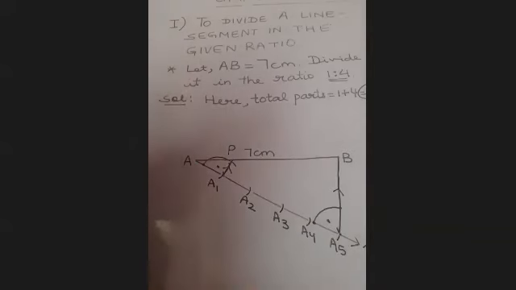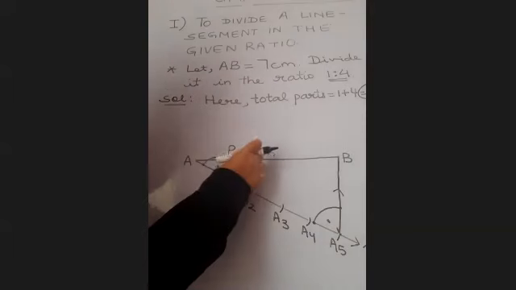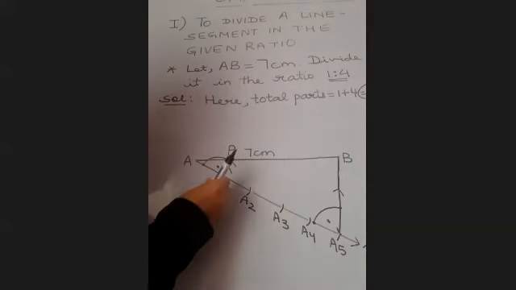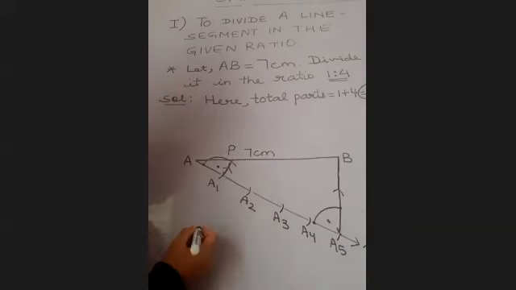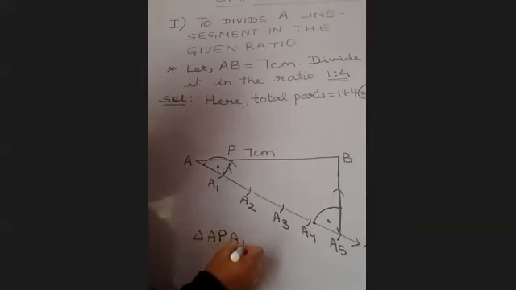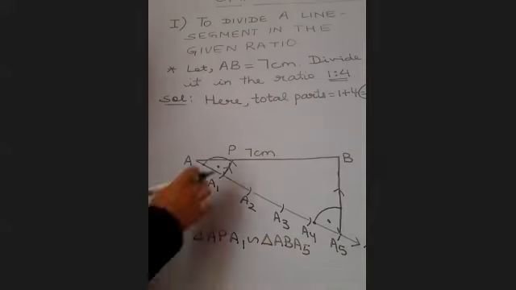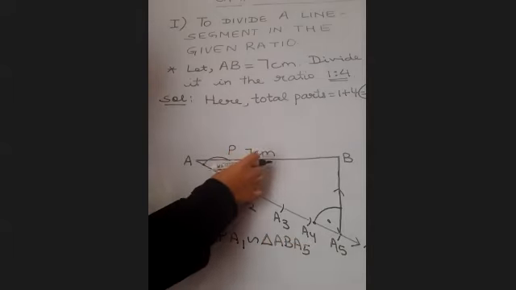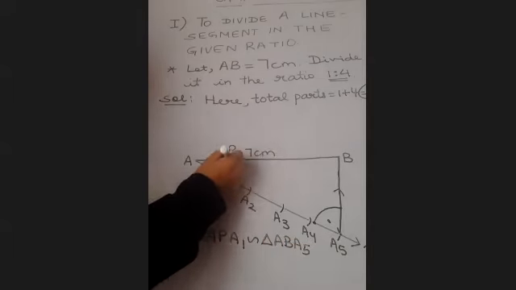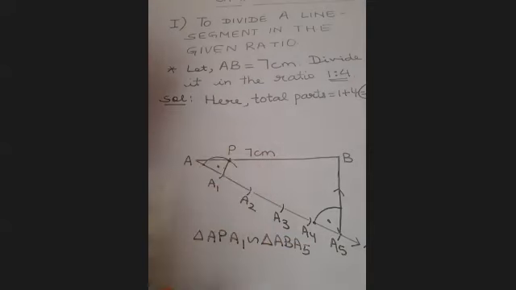And why are these two lines parallel? Can anybody tell? Corresponding angles. Angles are equal. Now let us see triangle APA1 and triangle ABA5. Are these two triangles similar? Yes, ma'am. Are these two triangles similar?